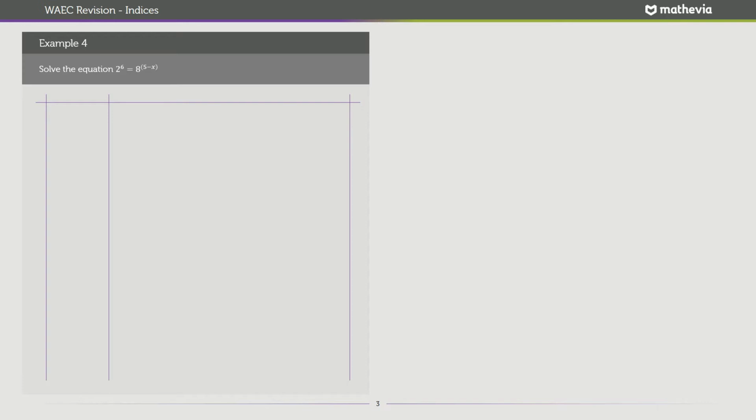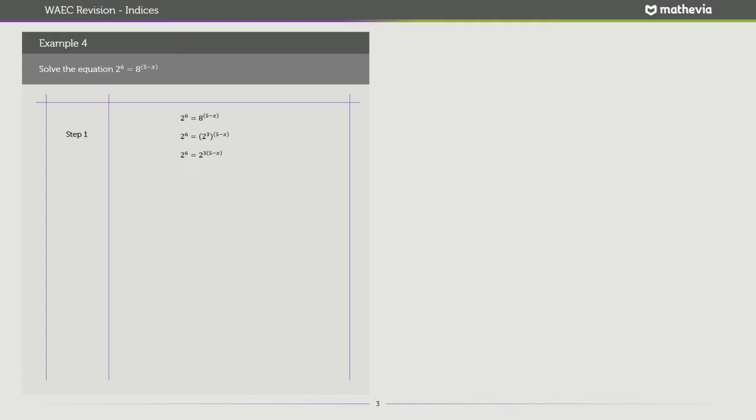But then we need to apply our different laws of indices to find a way to get to the point where we have the base number on the left and the base number on the right equal. The best way to go about this is to try to make that 8 a 2. Try to simplify that 8, and basically 8 is 2 to the power of 3. So you should understand where we're going at this point. So we have 2 to the power of 6 equals 8 raised to the power of 5 minus x. Basically, 8 is 2 to the power of 3, so we have 2 to the power of 6 equals 2 to the power of 3 raised to 5 minus x.